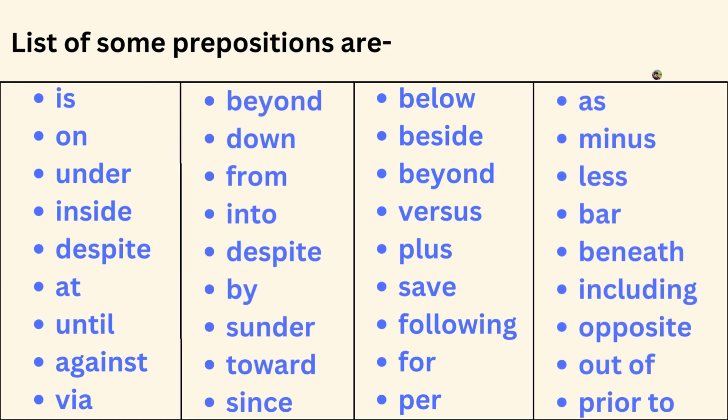A list of some prepositions are: in, on, under, inside, despite, at, until, against, via, beyond, down, from, into, by, under, toward, since, below, beside, versus, plus, save, following, for, per, as, minus, less, bar, beneath, including, opposite, out of.